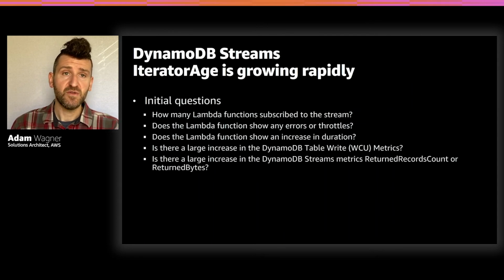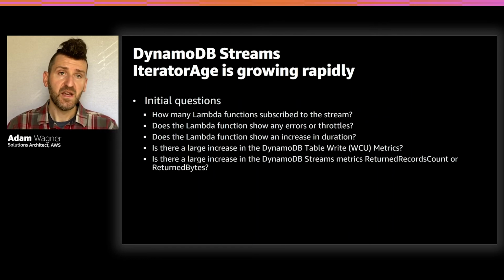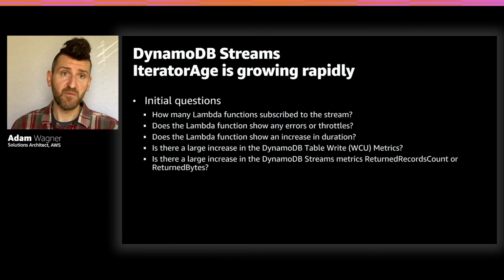If, on the other hand, you have a DynamoDB stream where that iterator age is growing rapidly, some of the initial things that you want to look at are the same, right? So you want to look at how many Lambda functions are subscribed. Remember that limit's lower here. So it should really only be 2 Lambda functions. If you have more than that, we have a fix for you. We'll do a Lambda fan out, basically. The other things, errors and throttles, are the same as before.